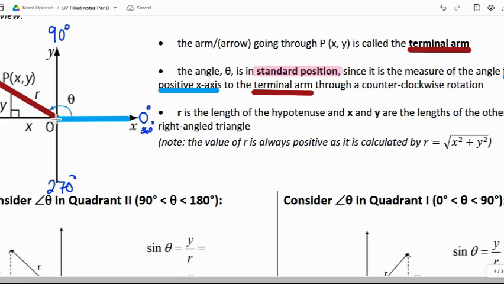So do you see how this is rotational trigonometry? The terminal arm starts here and it rotates until it hits that angle. But that angle could keep rotating and keep rotating, right? What if I do one full rotation, how many degrees is that? What if I do 2 full rotations? What if I do 3 full rotations?